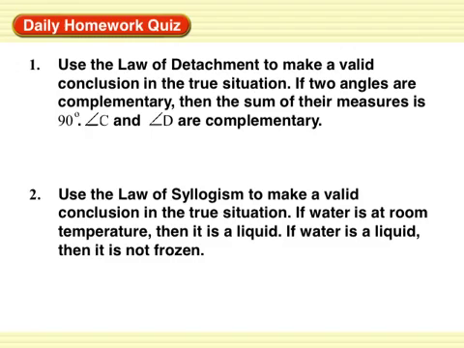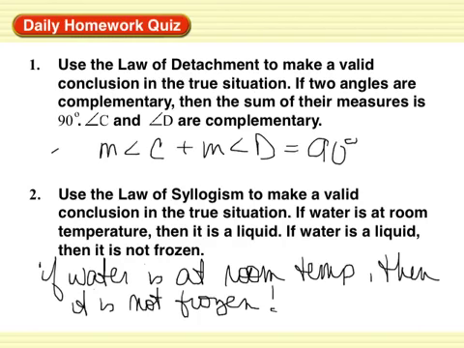Daily homework quiz. You can look at these, push pause for a second. I'm going to write down some answers and we'll go over them in the morning. Use the law of detachment to make a valid conclusion in the true statement. If two angles are complementary, then the sum of their measures is 90 degrees. Angle C and angle D are complementary. Therefore, the measure of angle C plus the measure of angle D is 90 degrees.